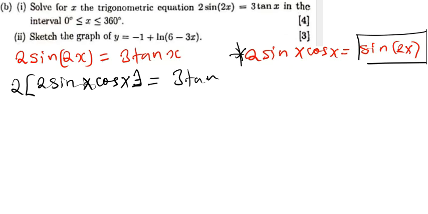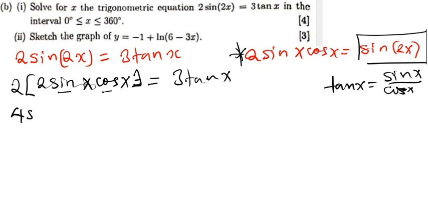3 tan x. There is no relationship between sine, cos and tan. Therefore I need to change tan also so that it is in the same form as sine and cos. So tan x is equal to sine x divided by cos x. You understand? So 2 times 2 is 4 sine x cos x is equal to 3, and this tan is sine x divided by cos x.